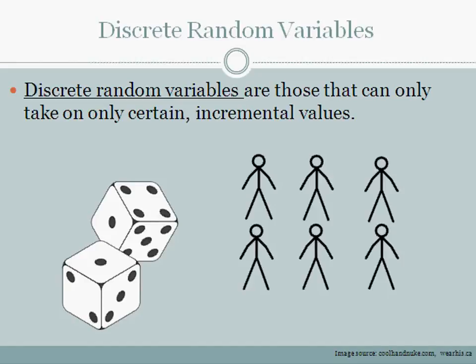Recall that a discrete random variable is one that can only take on certain incremental values. The result of a die toss is an example of a discrete random variable, as is the number of people in a crowd of people.